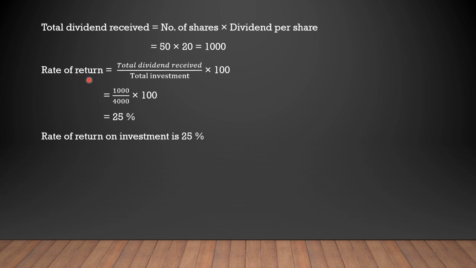Then rate of return. Rate of return is equal to total dividend received by total investment into 100. So total dividend received is 1000 and total investment is 4000, into 100. 1000 by 4000 into 100 is equal to 25. So rate of return is 25%. Rate of return on investment is 25%.